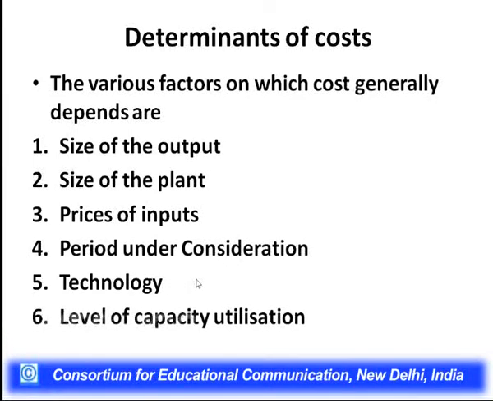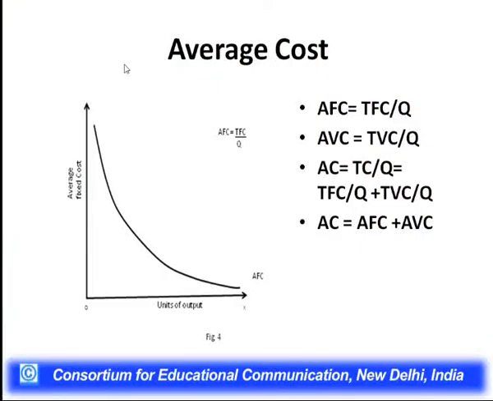Technology is also important in the determination of cost. If we have the latest technology or superior technology, cost per unit goes on declining. Level of capacity utilization also influences the cost of production. If the capacity is utilized properly or to the full extent, we know that there will be a decline in per unit cost of production.